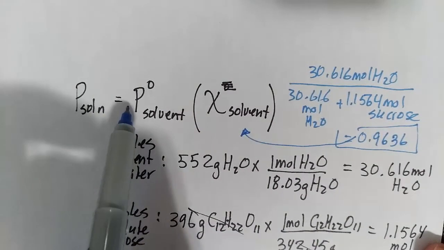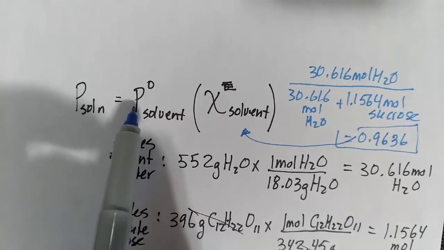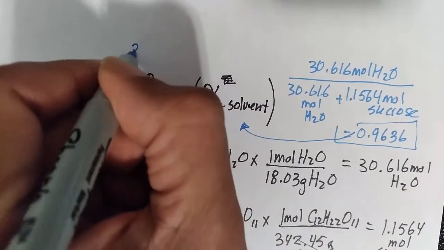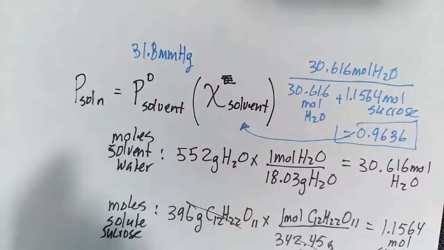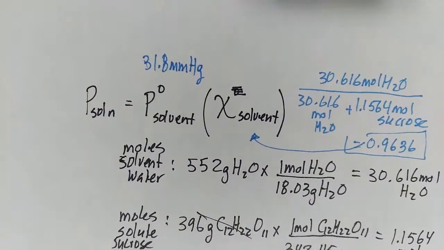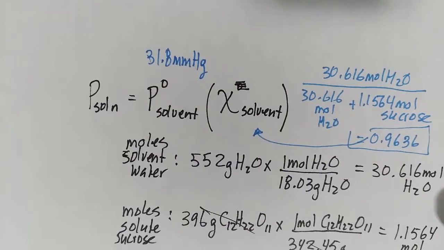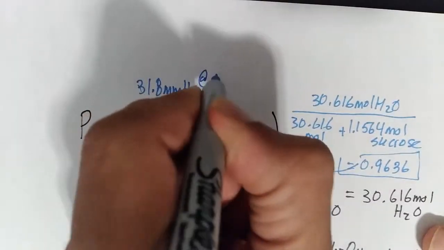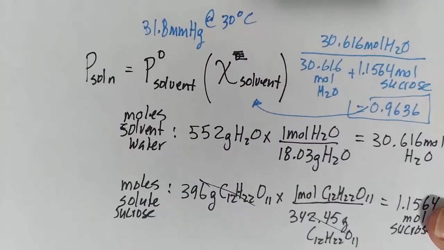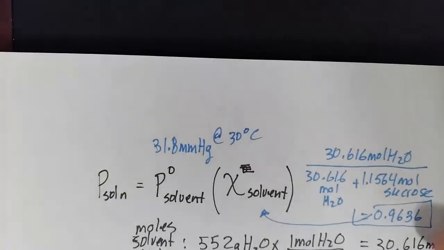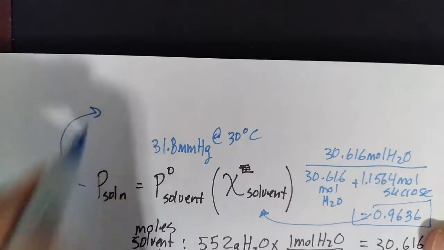And P naught of the solvent alone is given to us as 31.8 millimeters of mercury. And now we should be able to solve for the vapor pressure of the new solution at this temperature. Remember, vapor pressure is quoted at a specific temperature, so at a different temperature, we would get a different constant. All right, so let me solve this problem up here.